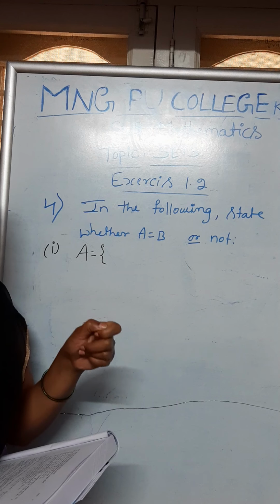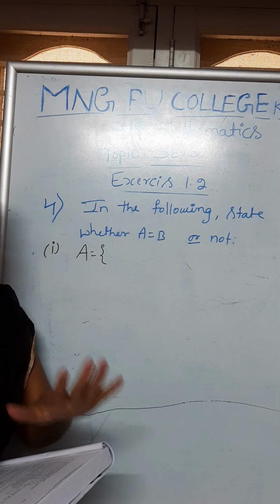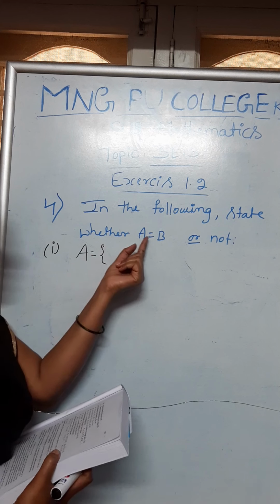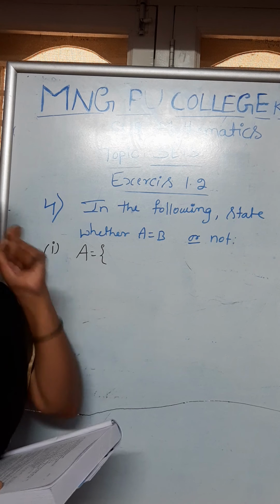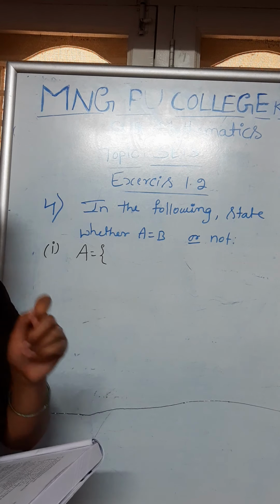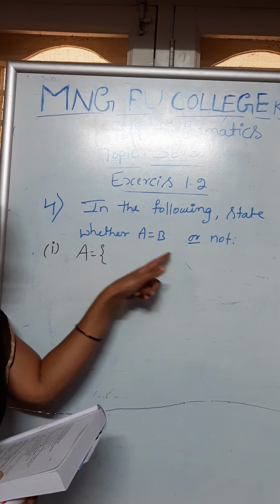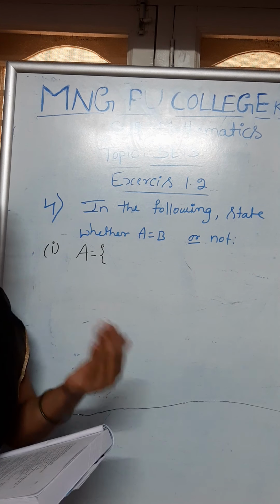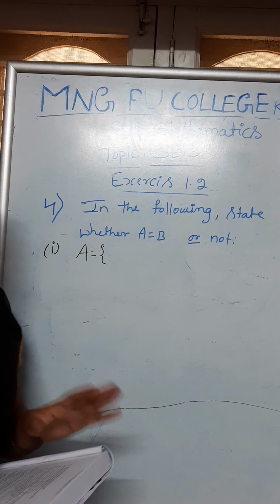Two sets are equal if they have exactly the same elements. Both set A and set B should contain exactly the same elements. Then we say that the two sets are equal. Otherwise, the sets are unequal.